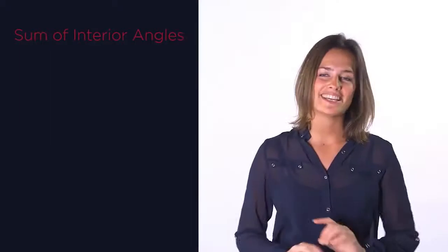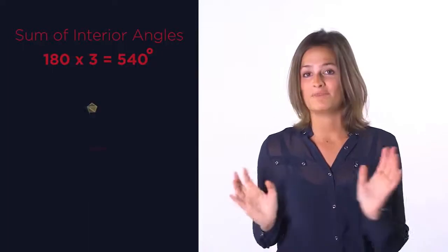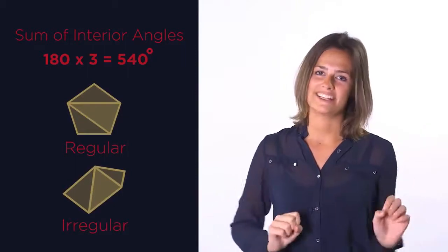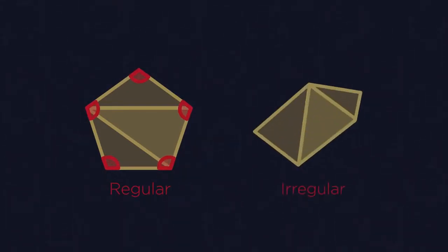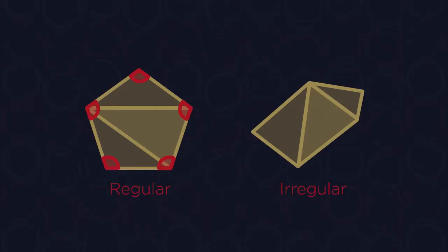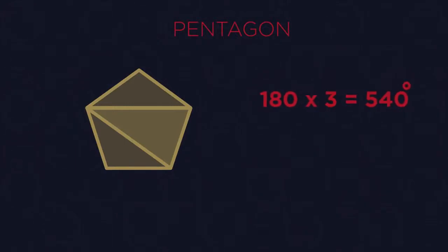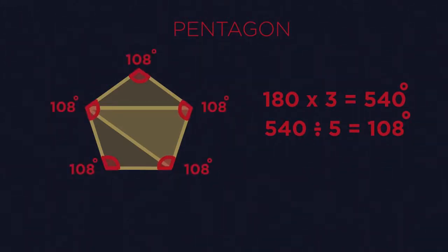We've just seen that we can easily work out the sum of interior angles for any type of polygon. It can be regular or irregular. But to work out the size of one interior angle, it has to be a regular polygon. Regular polygons have all equal sides and angles, whereas irregular are different. The sum of interior angles for a pentagon is 540. So 540 divided by 5 angles is 108 degrees each.